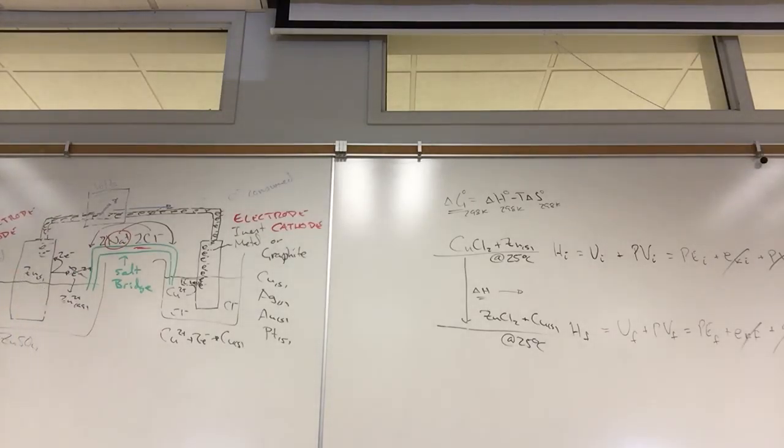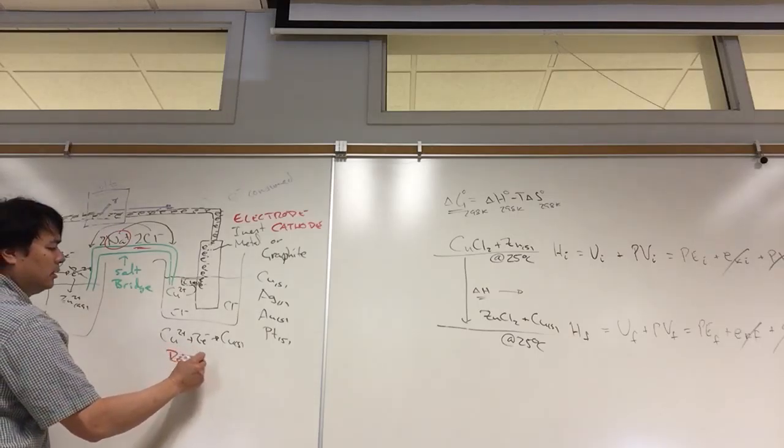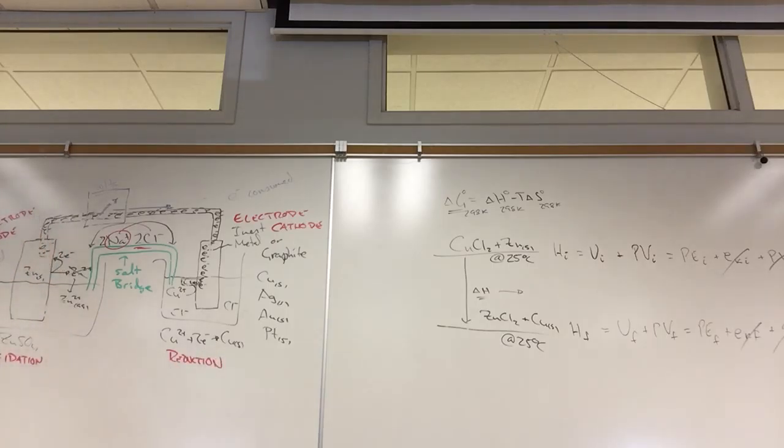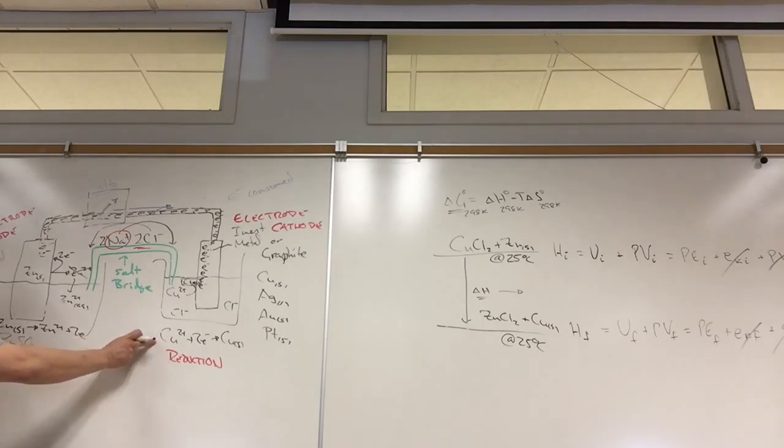Now, that means what occurs at the anode? Oxidation or reduction? What generates electrons? Oxidation. Oxidation occurs at the anode. Reduction occurs at the cathode. And so at the anode, the reaction here is Zn solid goes to Zn 2 plus plus 2 electrons. So I'll write that here. These are the two half reactions. This is called an oxidation half reaction. This is a reduction half reaction.